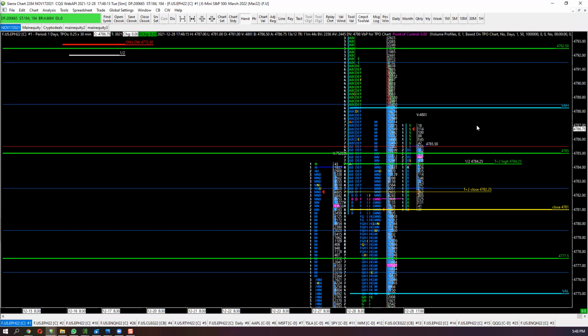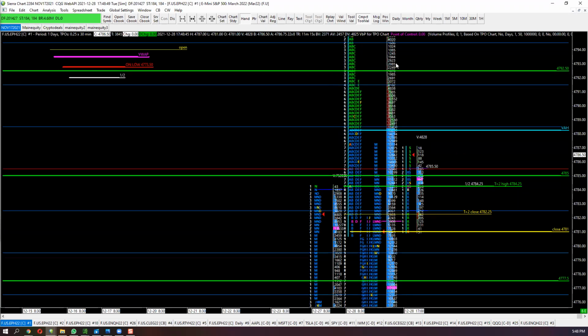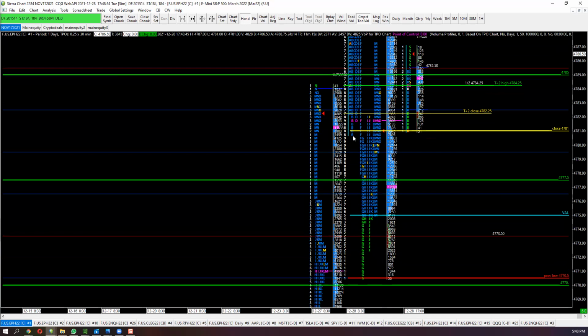Inventory correction is a change in direction caused by too much supply or a lack of supply. Does that make sense? Like today, the market got too long. There was too much supply in the morning, and that's why we flushed and took out that B low.